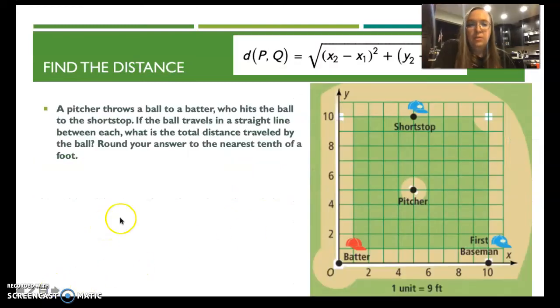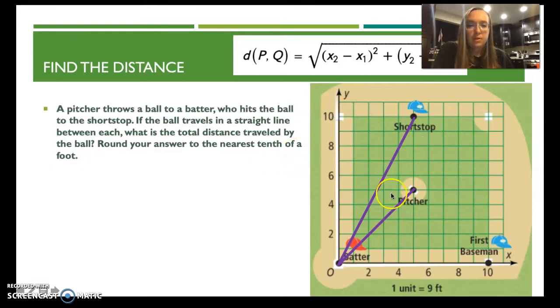So here we go. Let's do this example. It's a word problem, and we have this baseball. The pitcher is going to throw the ball to the batter, and the batter is going to hit the ball to the shortstop. And we want to know, what is the total distance traveled by the ball? And it says round your answer to the nearest tenth of a foot.